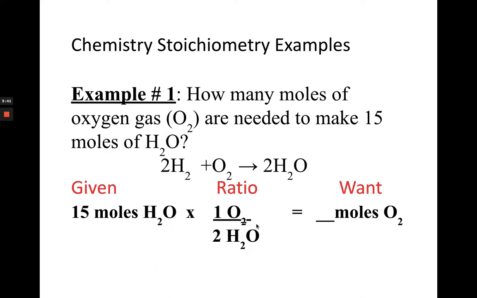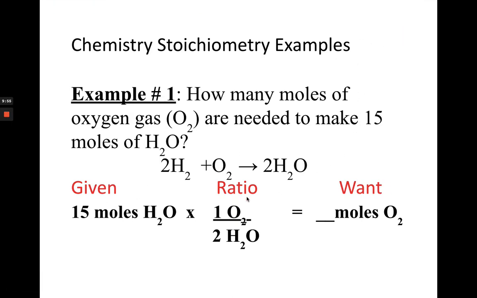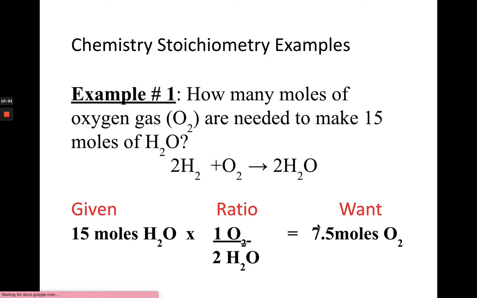Notice how water is on the bottom, and water is here. We can cancel those. The thing that carries is in the numerator. It's the oxygen. So it's going to be a division, okay? So 15 divided by 2 gives you 7.5 moles of oxygen.